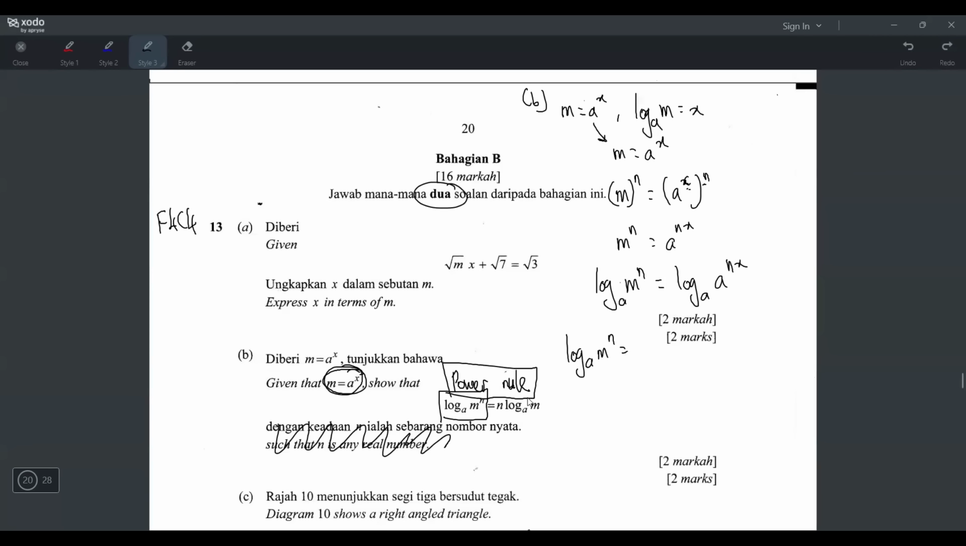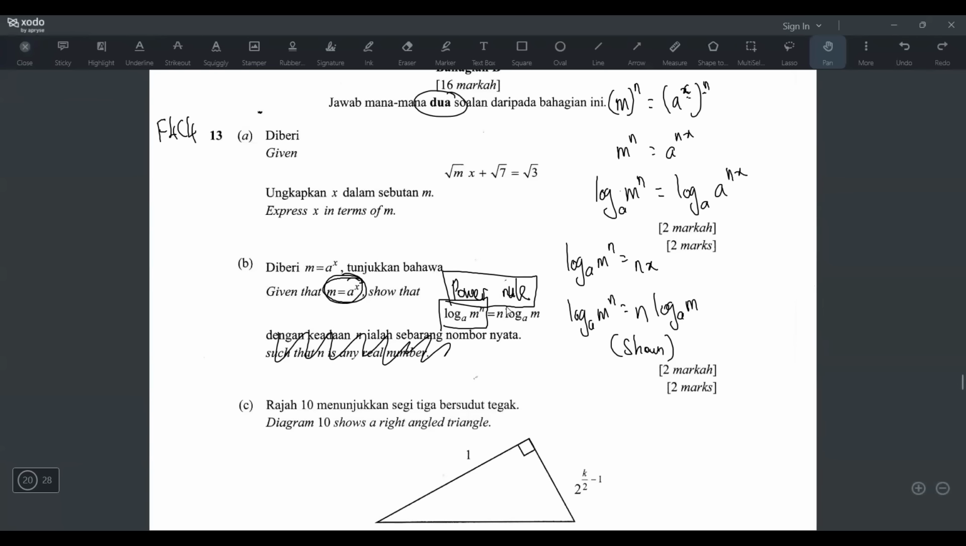So what will you get when you do this? Log base a of a I know is 1, but the power you have to move in front first. So it becomes nx, and then log a of a is just 1, so it's nx times 1, which is just nx. And don't forget, x is log base a of m. So you can substitute: log base a of m power n equals n, and then the x you substitute with log base a of m like that. And you are done. This is the power rule. You can write the word 'shown' to show that you have succeeded. You should have proved the power rule. This is how I would do it. Now let's do C.